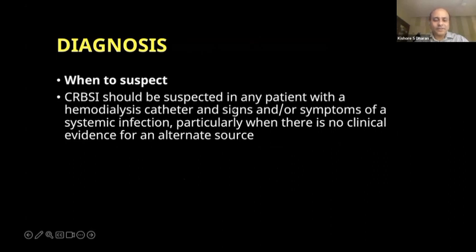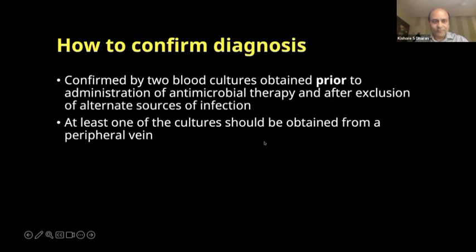So it should be suspected in any patient with a hemodialysis catheter and signs and symptoms of a systemic infection, particularly when there is no clinical evidence for an alternate source. It should be confirmed by 2 blood cultures obtained prior to the administration of antimicrobial therapy and after exclusion of an alternate source of infection, and one of them from a peripheral vein.